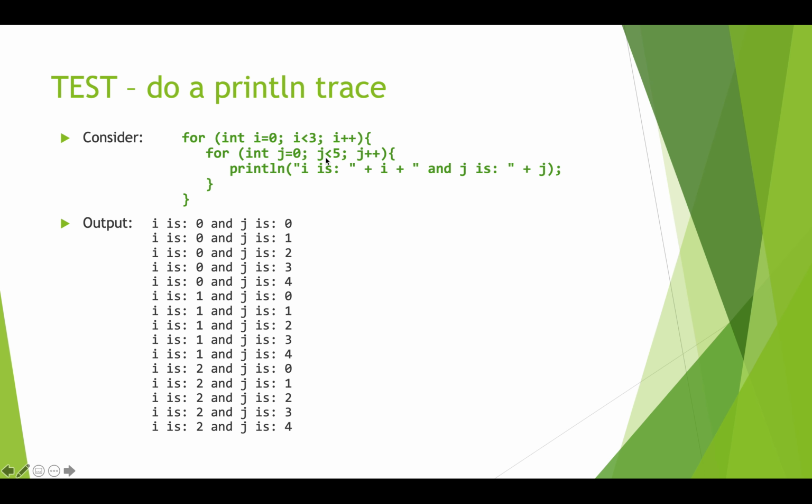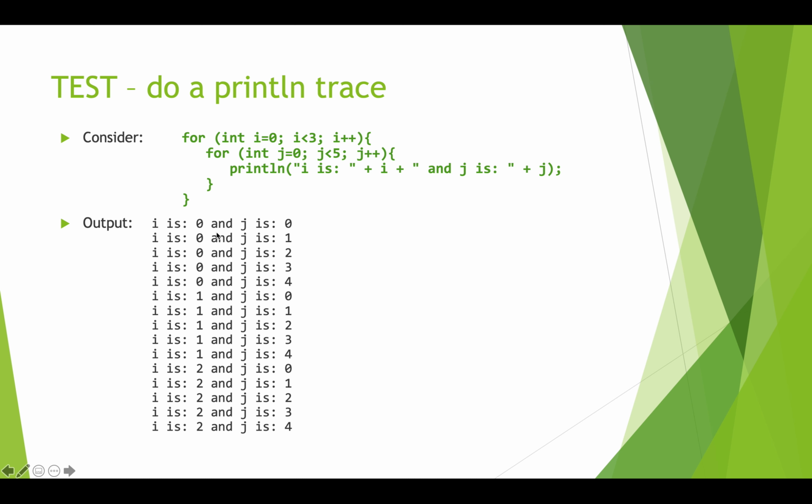So what does it look like? The output looks like this. We're going to have i is 0 and j is 0, i is 0, j is 1, i is 0, j is 2, i is 0, j is 3, i is 0, j is 4. So that's one iteration of the outer loop and the 5 iterations of the inner loop while the outer loop is set at i is 0.